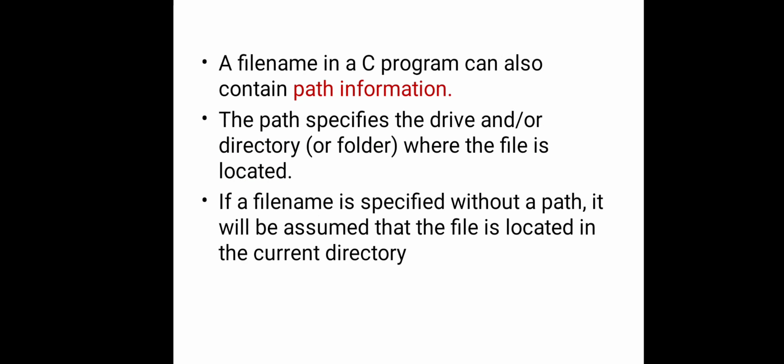The file name in a C program can also contain the path information. The path specifies the drive and/or the directory where the file is located. If we have a file in our C directory, then the path will be C, followed by a colon, then a slash, and then the file name. So the complete path specifies the location of the file. If the file name is specified without the path, it will be assumed that the file is located in the current directory where our C program is. So in that directory itself, our file will be there.